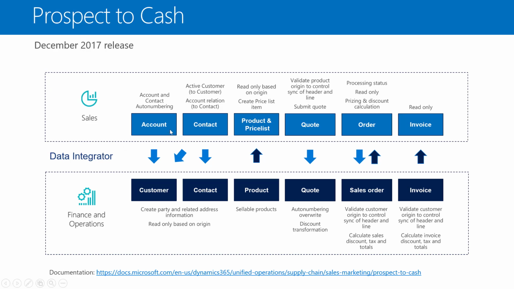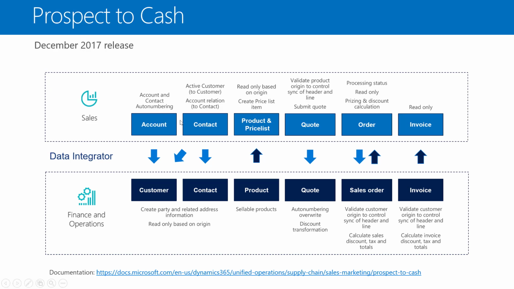So if we start from one end here, we have the account. We can synchronize that to customers, meaning that any account created in the sales module can be created as a customer in finance and operations. When we do this, we also generate the party underneath. That's part of the finance and operations data structure. We also make a few fields read-only based on the origin, so we keep track of where this customer was coming from. We have an is externally maintained flag that we have added.